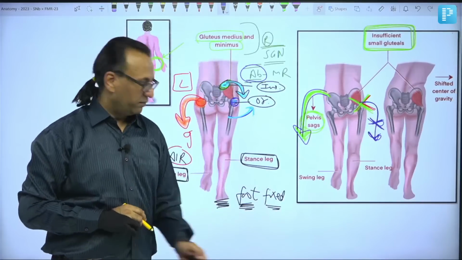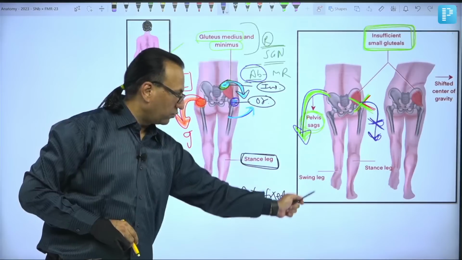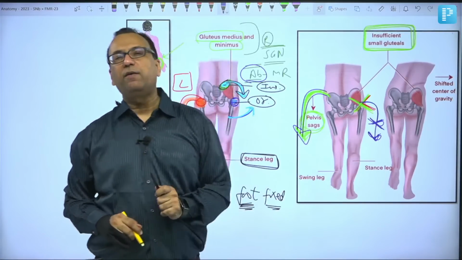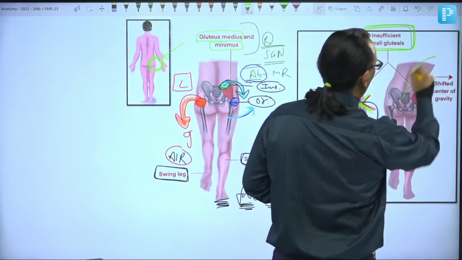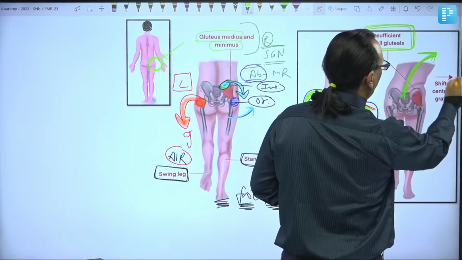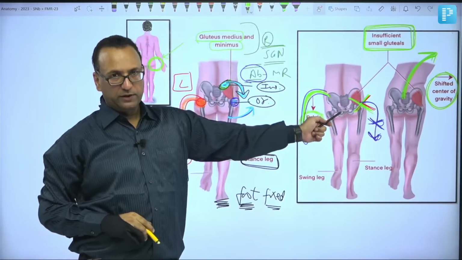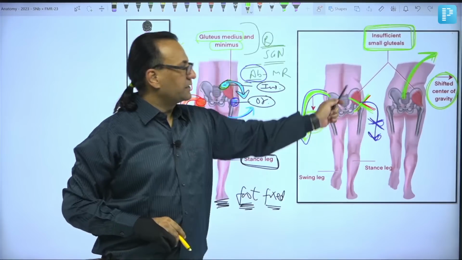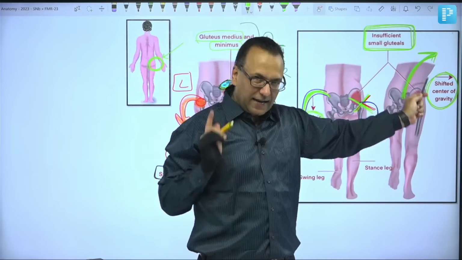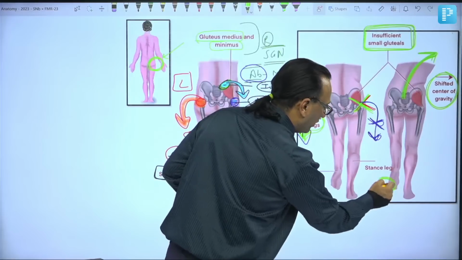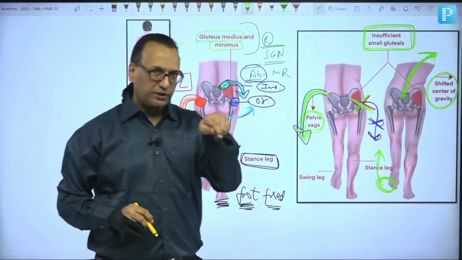How will the patient walk? Because now limb length is more, the patient will drag his foot on the ground. That is why they develop lurching gait. The spine will bend to the same side of the lesion. So they will lurch to the same side of the lesion. If the right superior gluteal nerve is compromised, if the right glutei muscles are not working, then the spine will bend to the same side to clear the left foot off the ground. This is called lurching gait. They lurch to the same side.